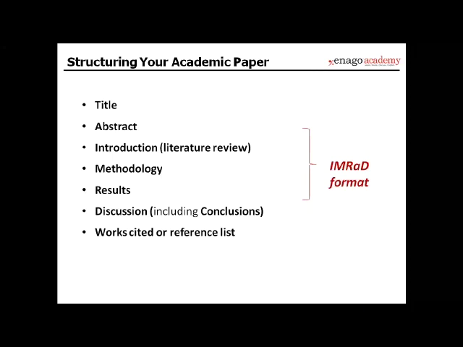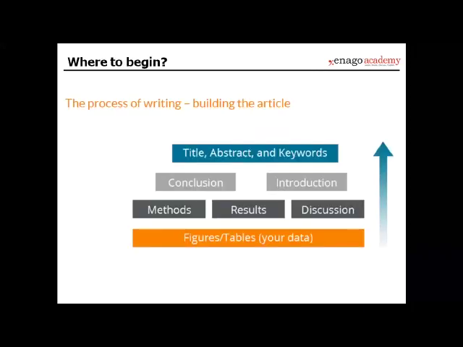Now, many people make the mistake of finalizing the title, abstract, and the conclusion first, and then proceeding in that manner. That's not the right way to do it. The right way to do it is to basically begin with your data, your figures, tables, whatever numbers you have generated, then work on the methods, results, discussion, then work on the conclusion and introduction, and in the end, all the way towards the end, you design a good title, abstract, and then you identify the appropriate keywords. So that's the right way to do it.